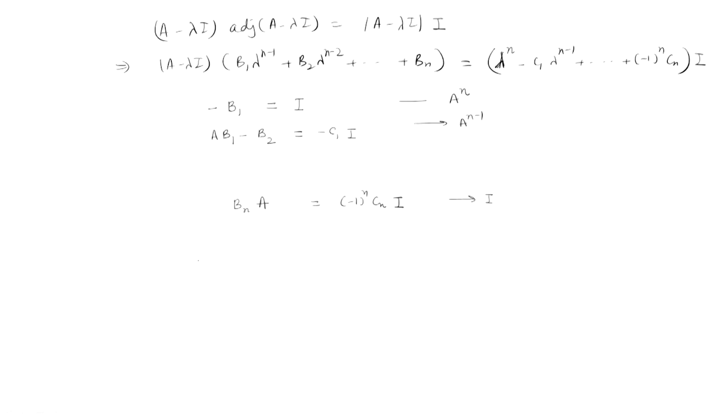So, when you add them, we obtain A raised to power n minus C1 A raised to power n minus 1 plus C2 A raised to power n minus 2 and so on plus minus 1 raised to power n Cn times identity will be equal to 0. So, hence we have obtained this result, which tells us that the characteristic polynomial will be satisfied by the matrix itself. So, hence we got the proof of the Cayley-Hamilton theorem.